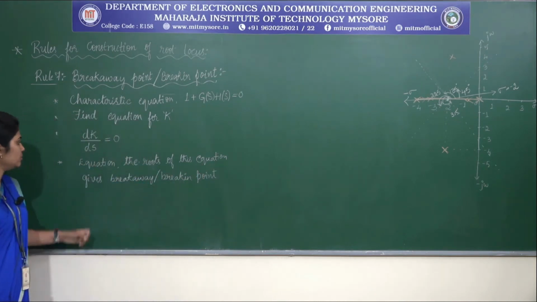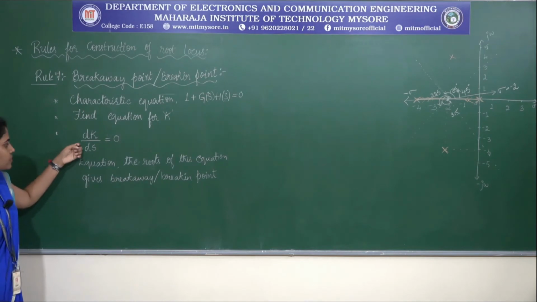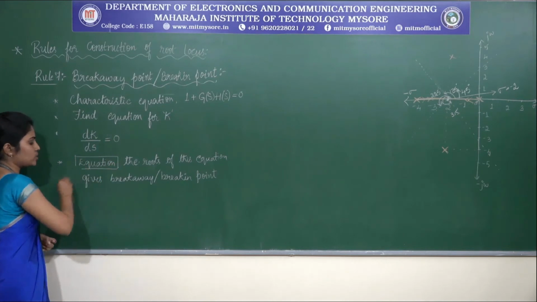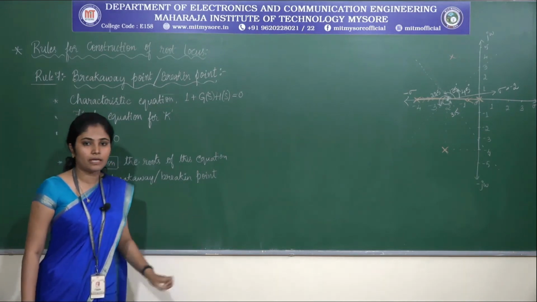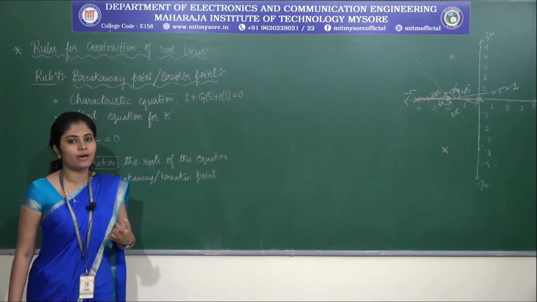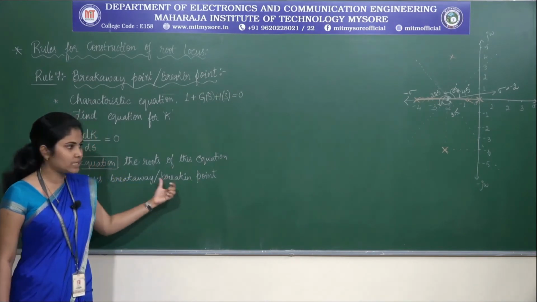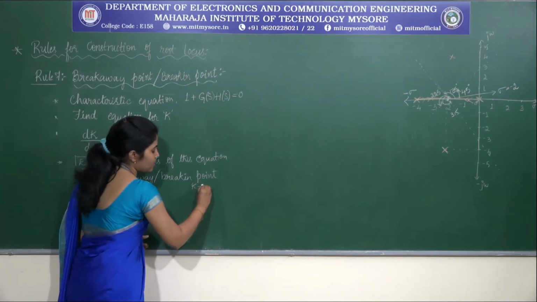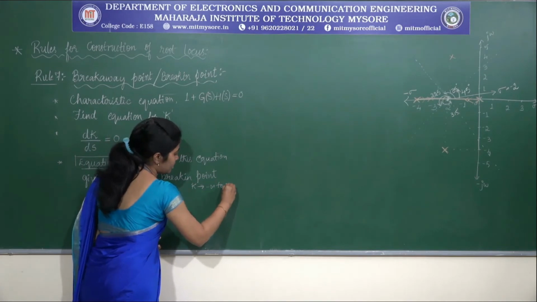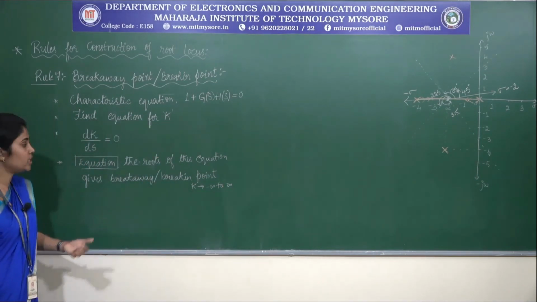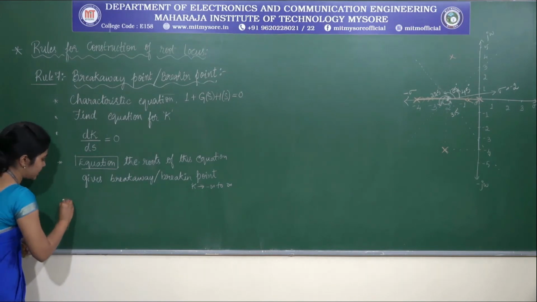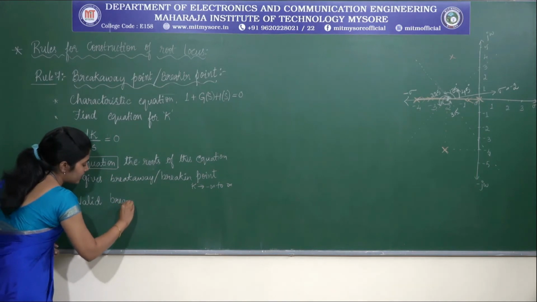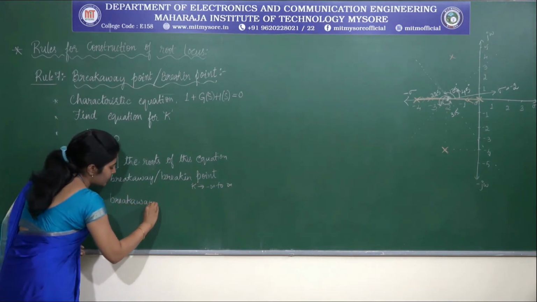Now this is the fourth step, that is after differentiating and equating it to 0, you get an equation. So the roots of that equation are the breakaway and break-in points. Now I need to find out which is a valid breakaway and break-in point. This gives the break-in and breakaway points for the range of k from minus infinity to plus infinity, but I need to find out which is the valid breakaway point. In order to find the valid breakaway point, the last step is to check the valid breakaway or break-in point.